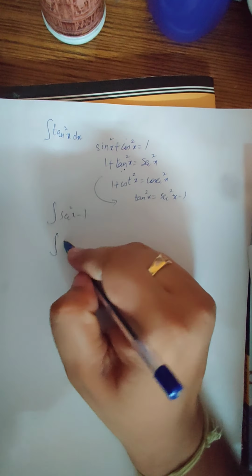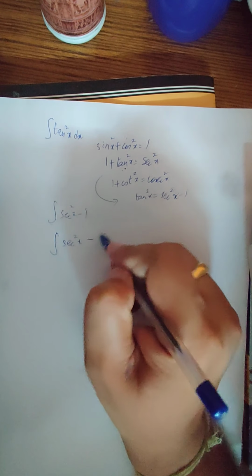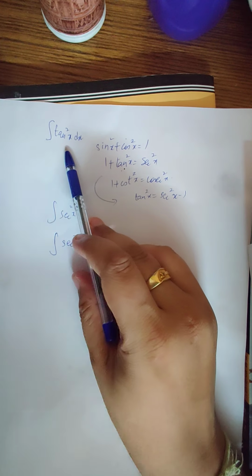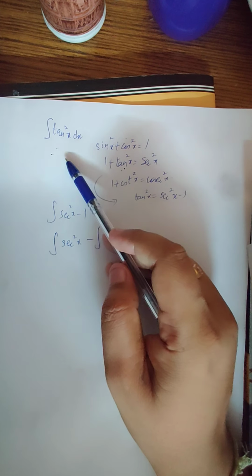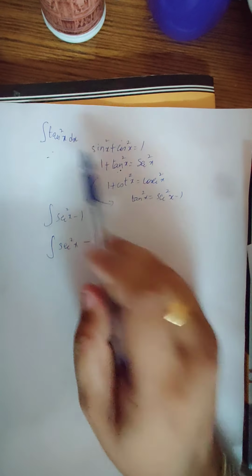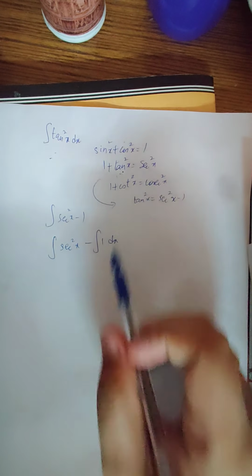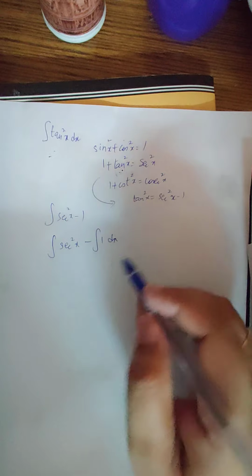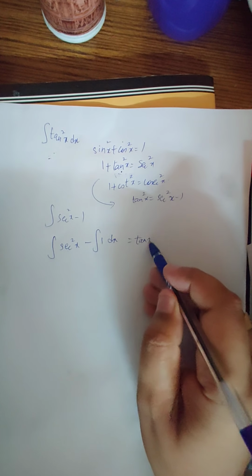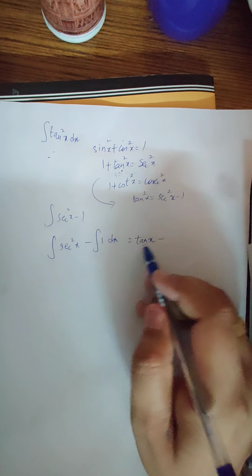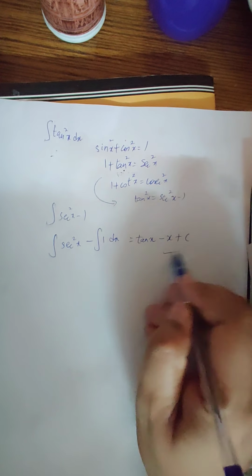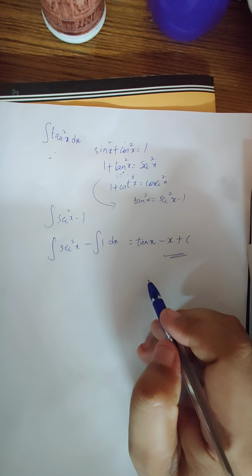So why do I do that? I'll tell you. Integration of secant square x minus integration of 1 dx, because directly we don't have the simplification of integration of tan square x. You can use integration by parts in the future, but you'll get the same answer. So you are using this property, trigonometric identity. So integration of secant square x, just now we found that d by dx of tan x is secant square x. So integration of secant square x is tan x, minus integration of 1 is minus x, plus c. So that is the answer.